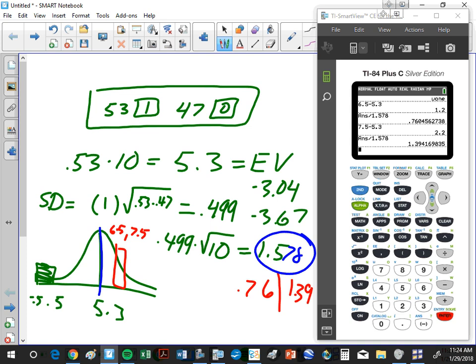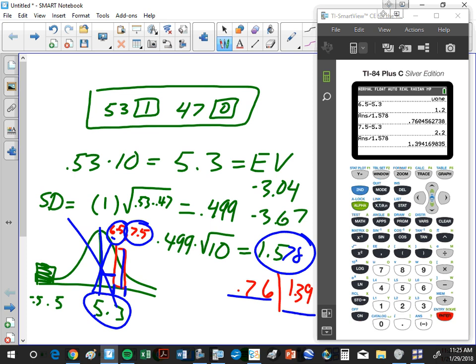So we want to find the z-score for this and the z-score for that. So I take 6.5 and I subtract 5.3. That tells me how far that is. But then I have to divide it by the SE, which will tell me the z-score. And the first z-score is 0.76. And now for the right side, I take the value I'm looking for, and I subtract the expected value, and I divide by the SE, and I get 1.39.